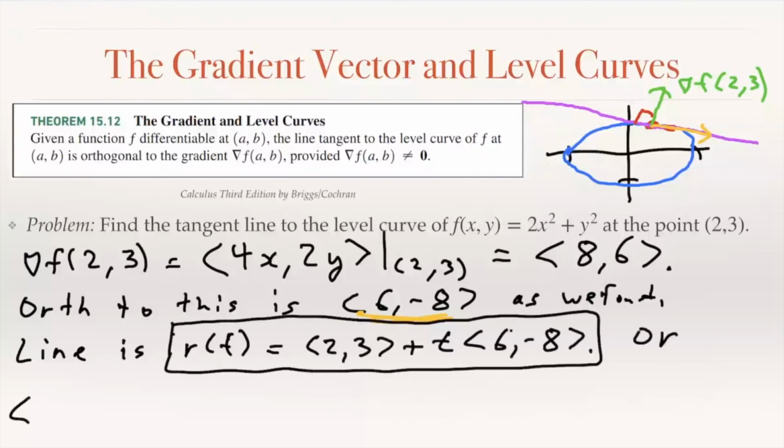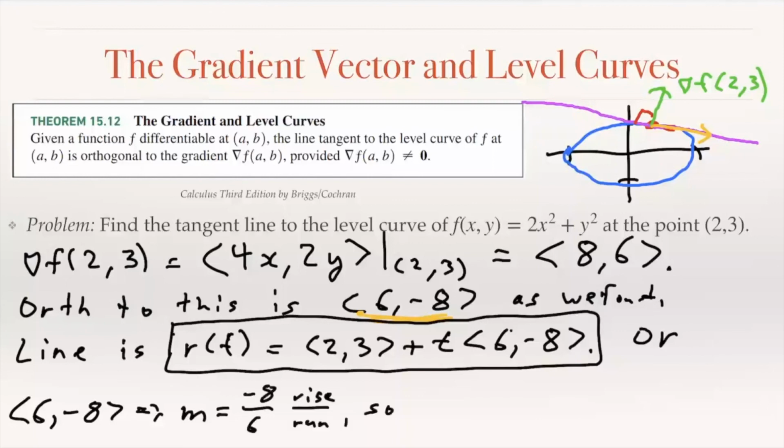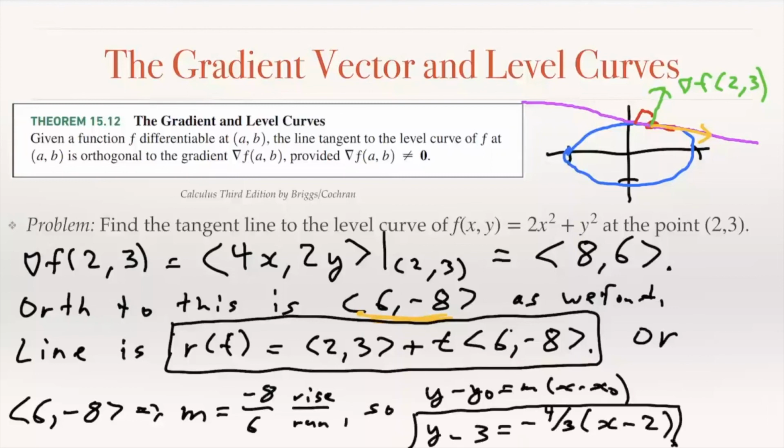Or we could think about how (6, minus 8) means that the slope m, the rise over run, is negative 8 over 6. So we have y minus y naught equals m times x minus x naught, which becomes y minus 3 equals negative 4/3 times x minus 2. So that's just two equivalent answers for the same thing in different forms.